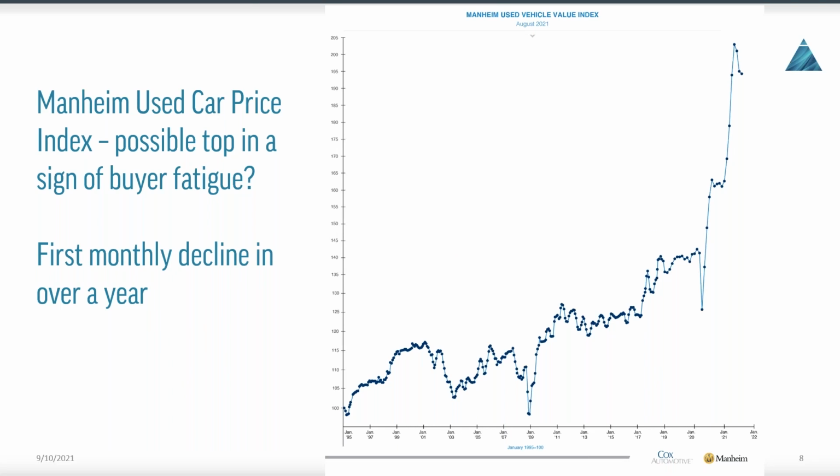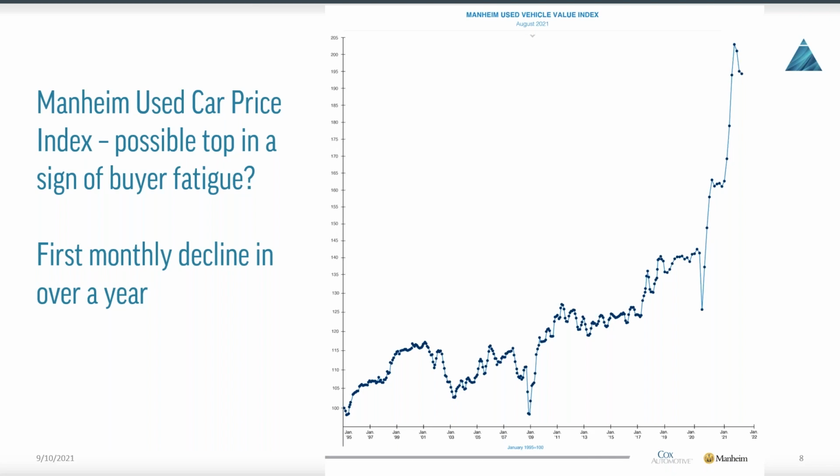However, we do see a glimmer of hope here, where the used car price index has actually shown the first monthly decline in over a year. Keep in mind, the used car price index is a big component of CPI. That was one of the big contributors to this shock report that we saw back in June, or really back in May, and then accelerating in June.